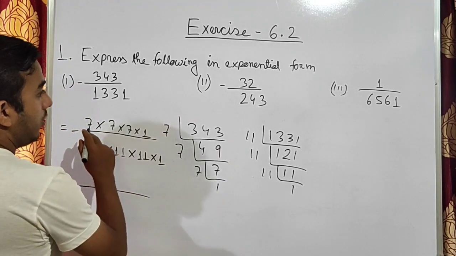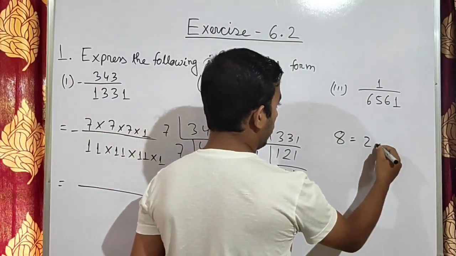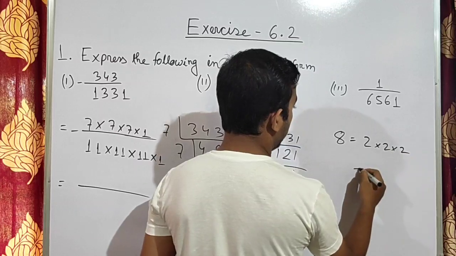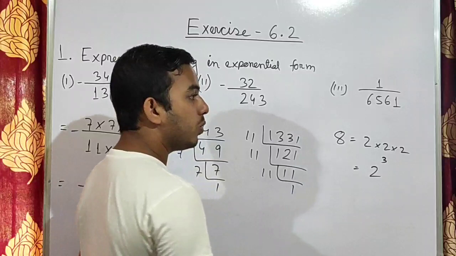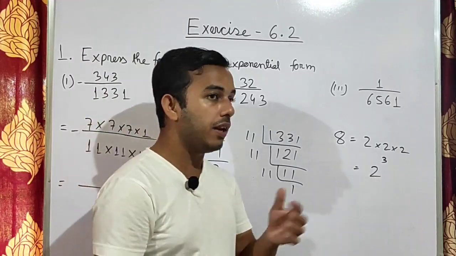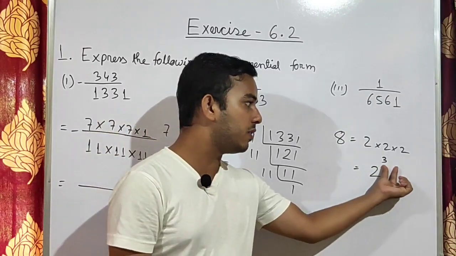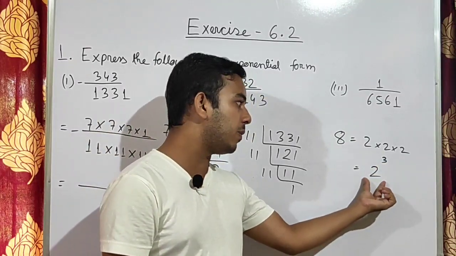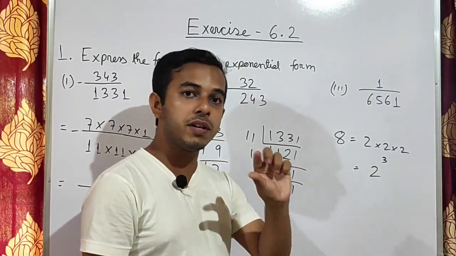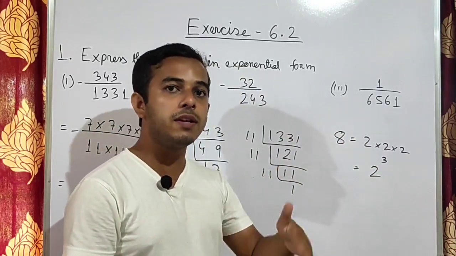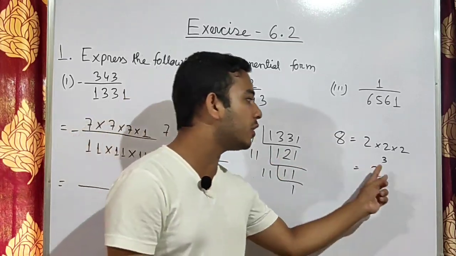Now, as I have told you earlier, 8 equals 2 into 2 into 2, and this can be written in the form 2 raised to the power 3. Here this 3 means what? This 3 is the number of times we have multiplied the given number, right? This 3 is known as the power or index, and this is the base. Whichever number is multiplied, we write that number in the base, and how many times the number is multiplied, we count and write that number in the power.